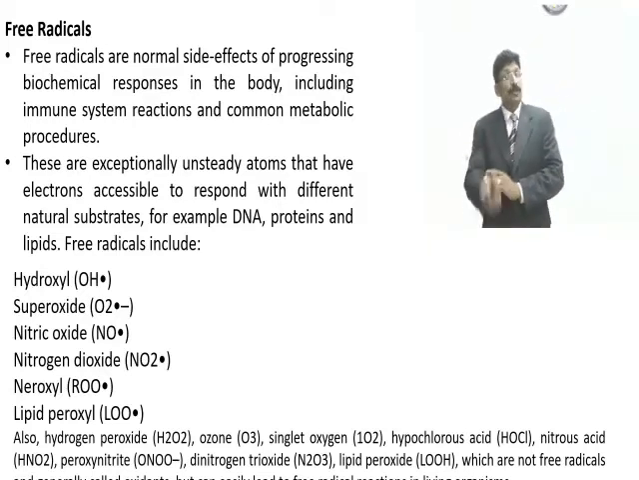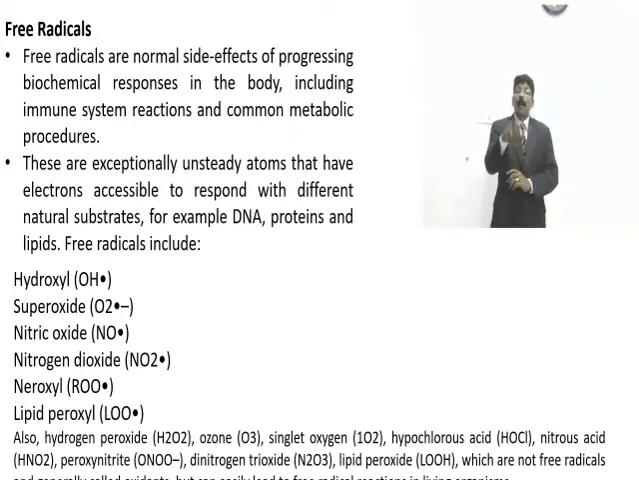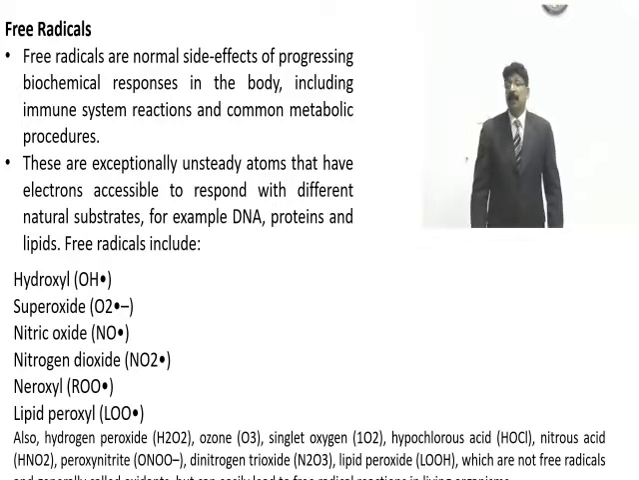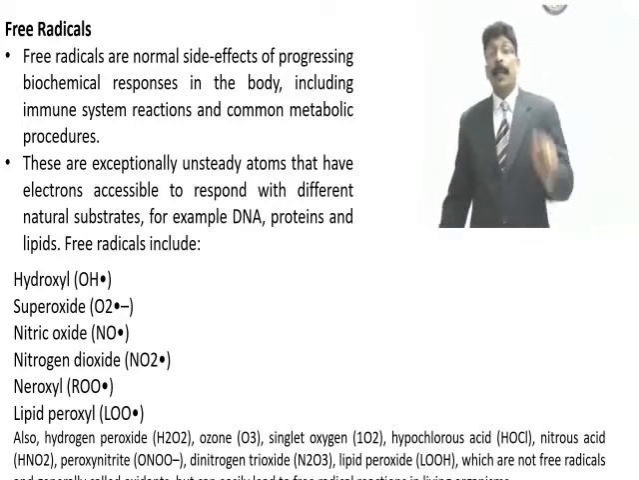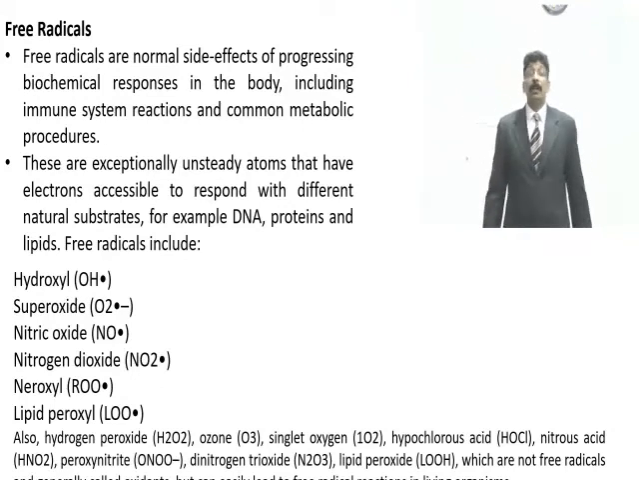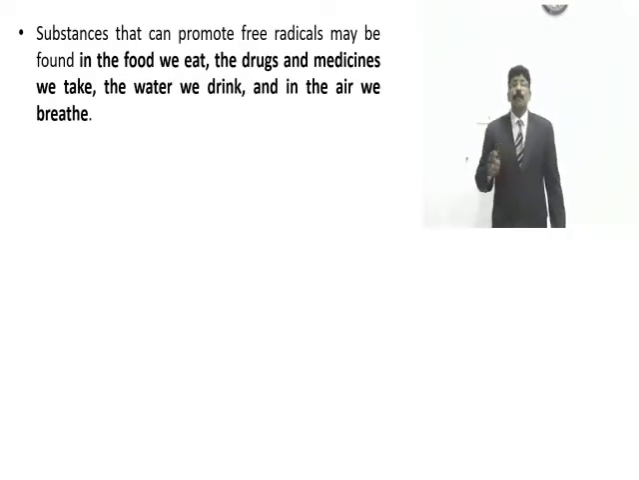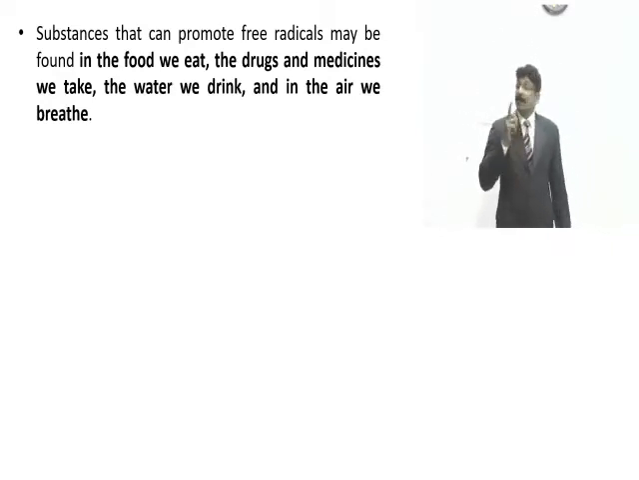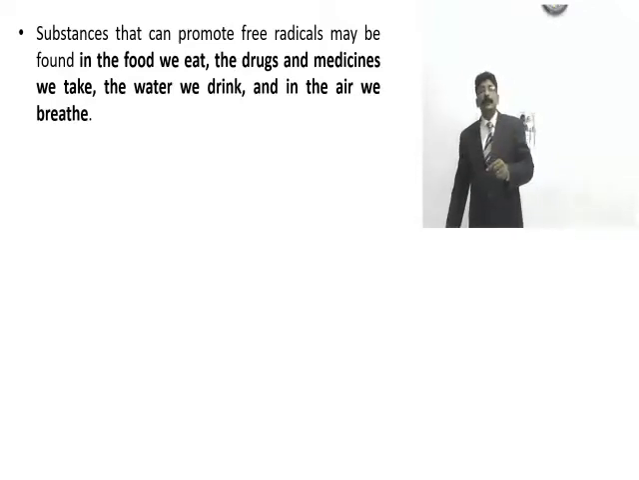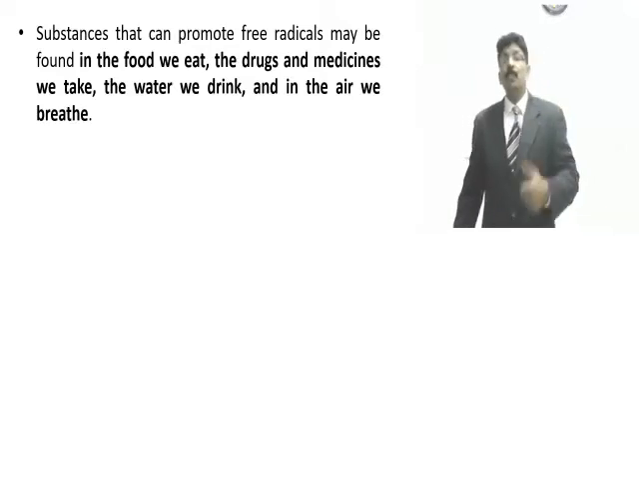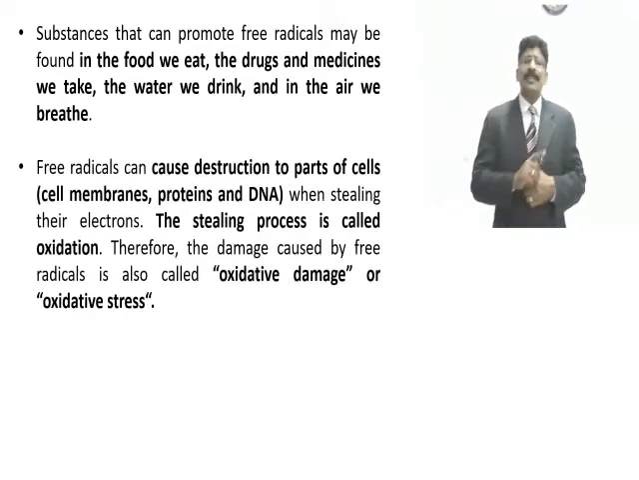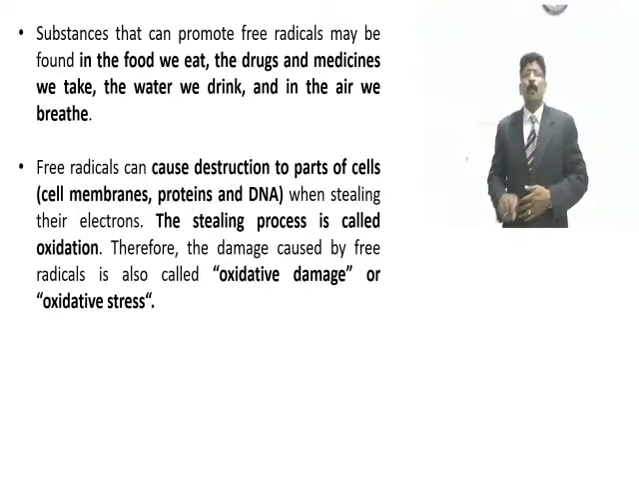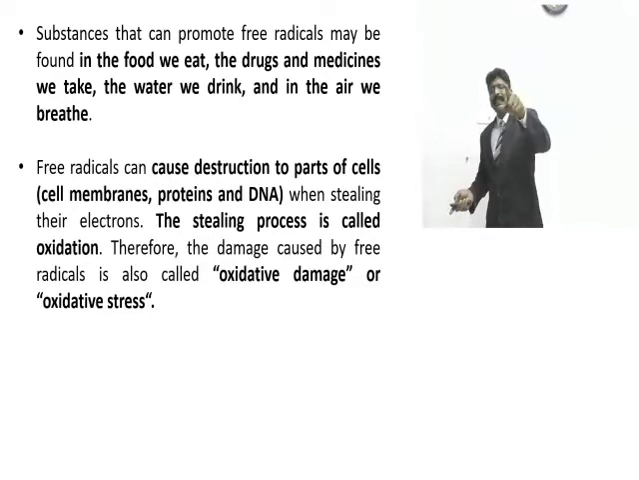So you see, I have given all the free radicals. These all can be produced as byproducts of metabolism, and externally the environment can also get them into your body, and they can cause damage to the cells. Substances that can promote free radicals may be found in the food we eat, the drugs and medicines we take, the water we drink and the air which we breathe. Free radicals can cause destruction to parts of the cell, cell membrane, protein, DNA, by stealing their electrons.